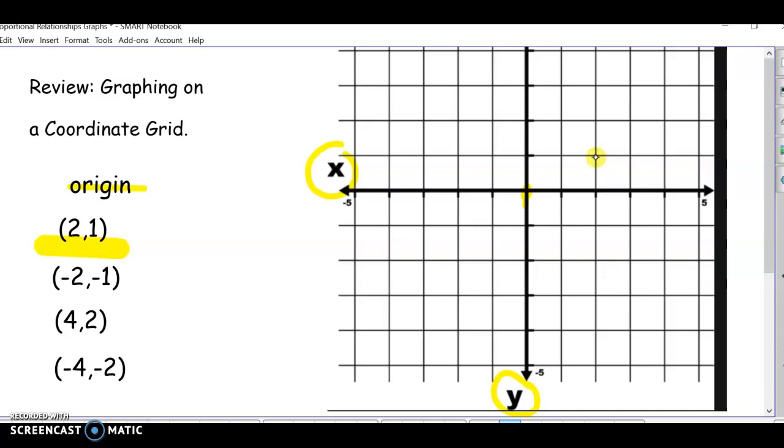Okay, -2, -1 means I start at the origin and I go to the left, 1, 2, and -1 is down. All right, 4, 2, I'm going to go right from the origin, 1, 2, 3, 4, and up 2. -4, -2, go the opposite direction, 1, 2, 3, 4, and down. All right, and that's how we plot points on the coordinate grid. And it's important that you know those ordered pairs, how to read them off the grid in order to understand this lesson.